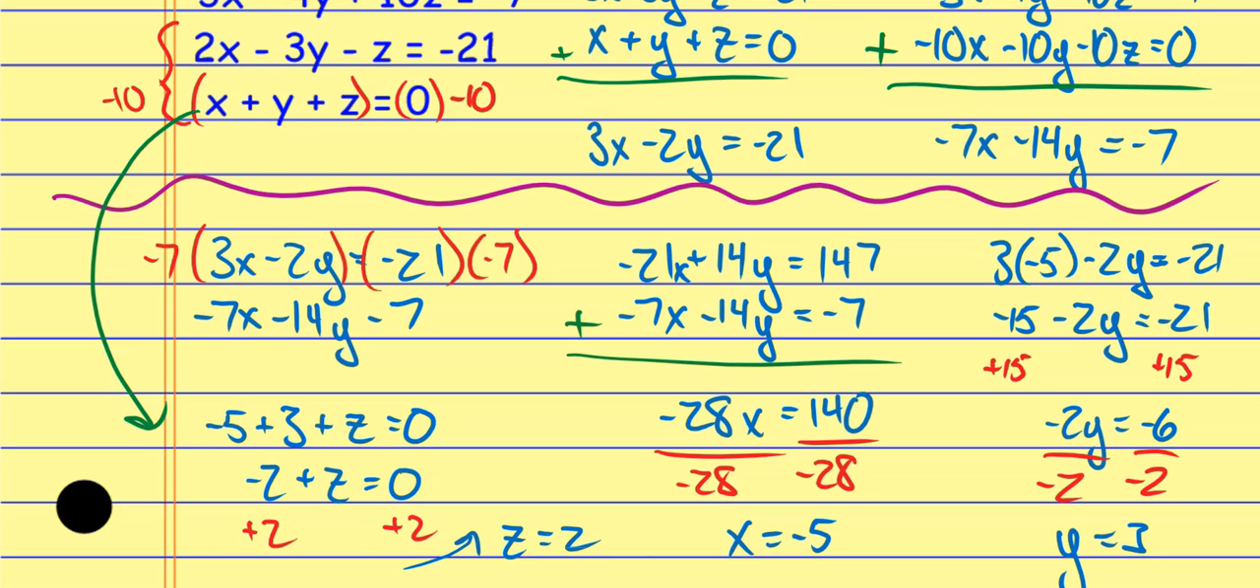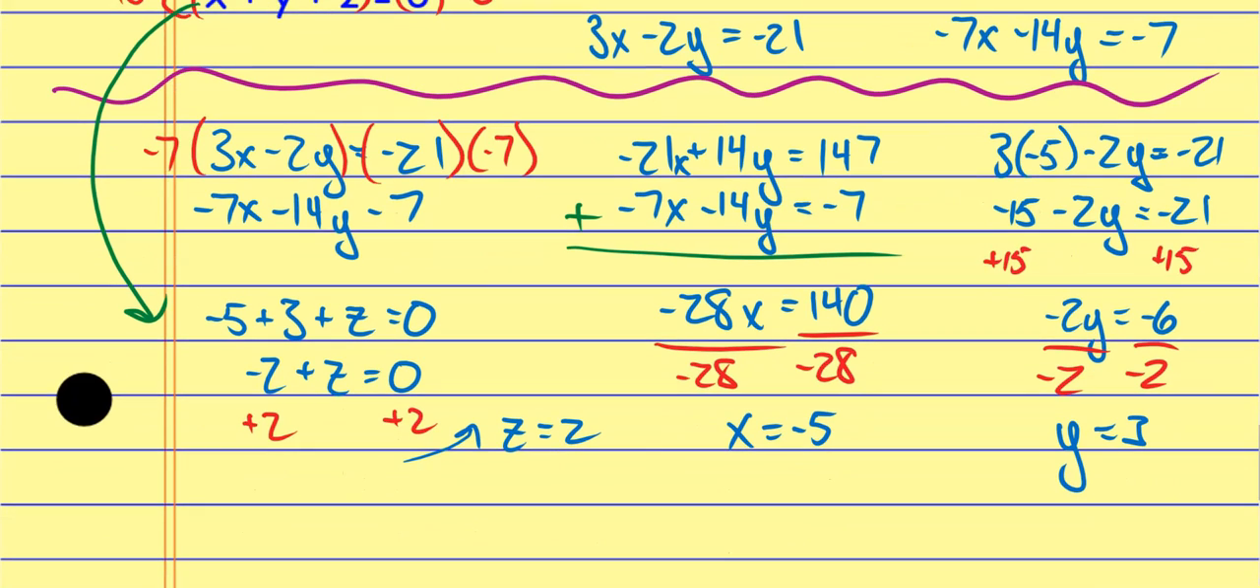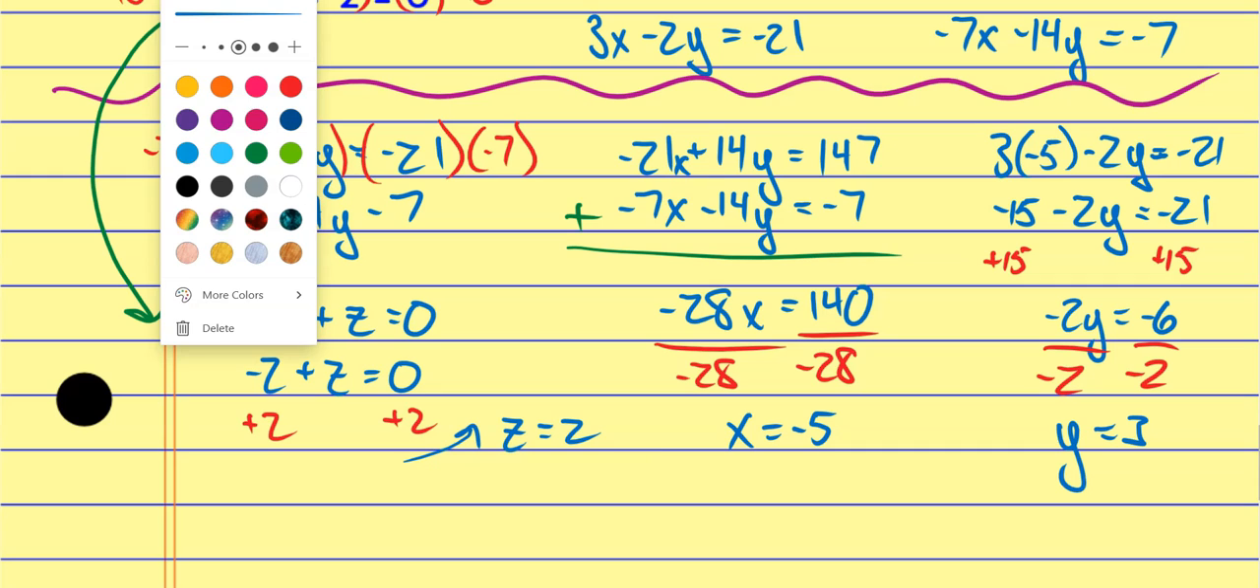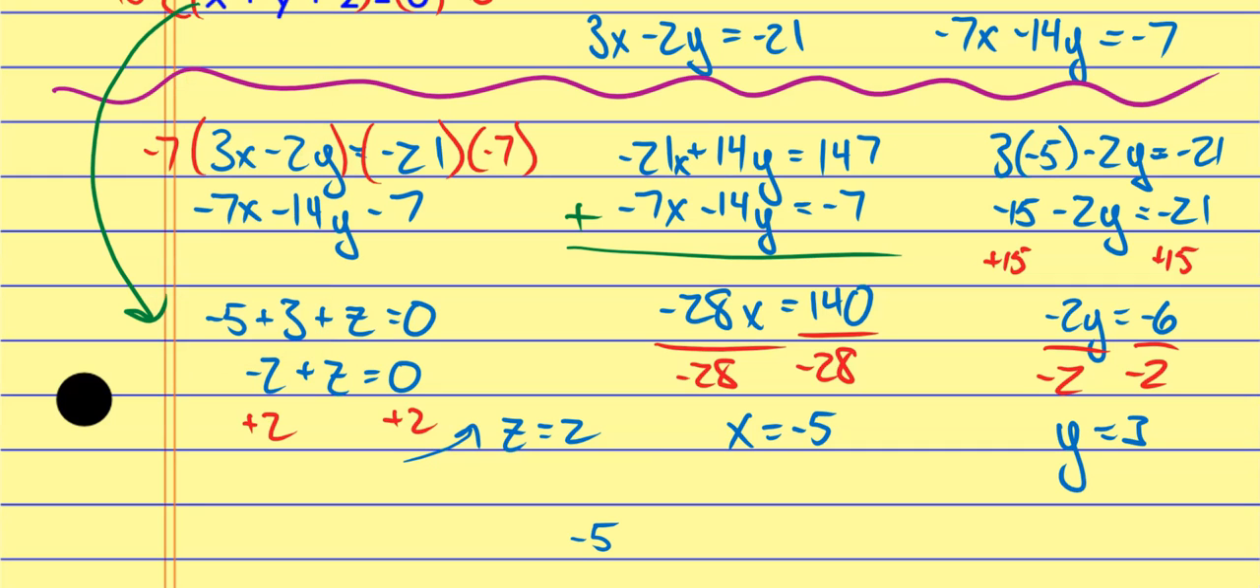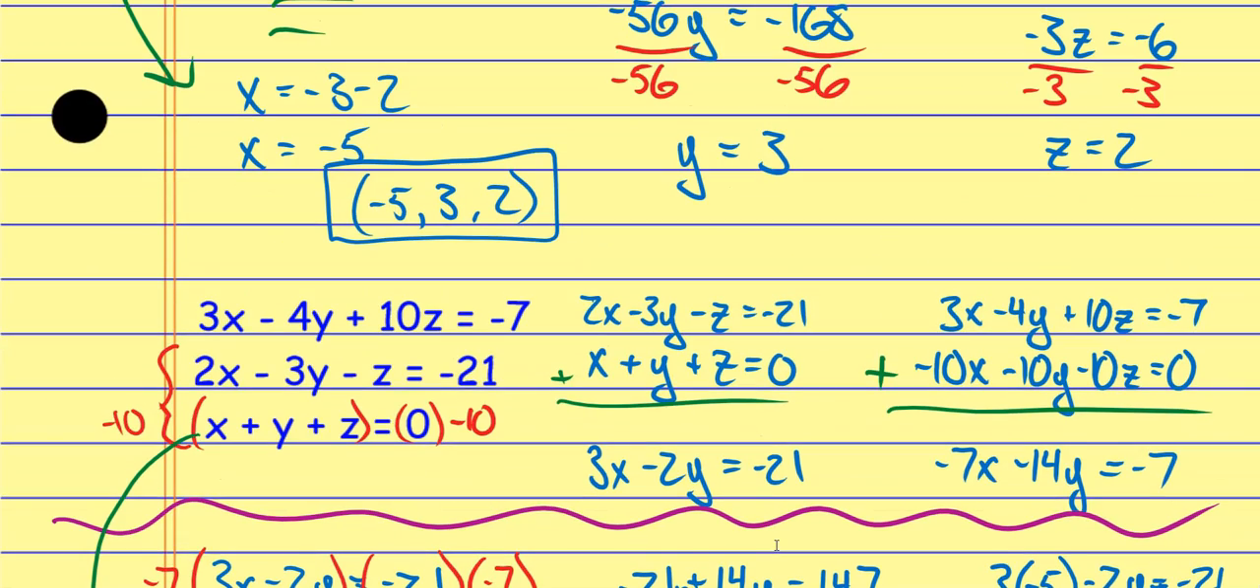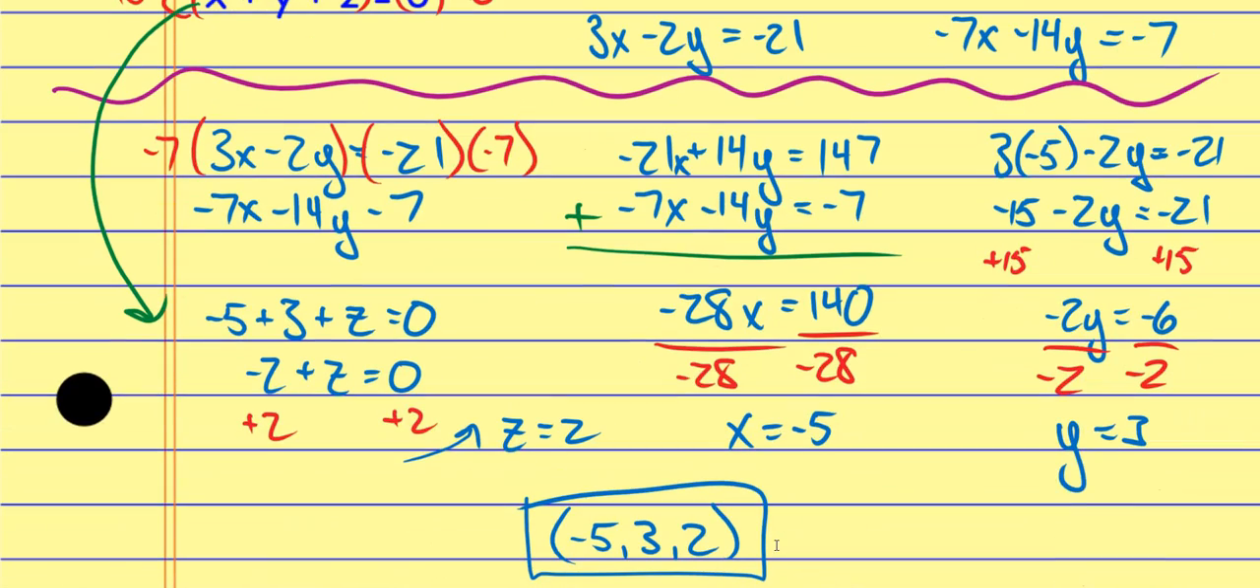All right? And once again, I'm going to write my answer as an ordered triple here. Let's see, it was negative 5, comma, 3, comma, 2. And again, this was the same one. I was just doing it by elimination this time. Let's double check to make sure we got the same answer each time. Negative 5, 3, 2, negative 5, 3, 2.